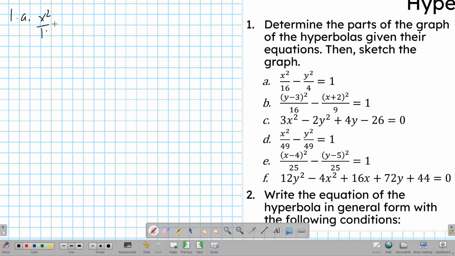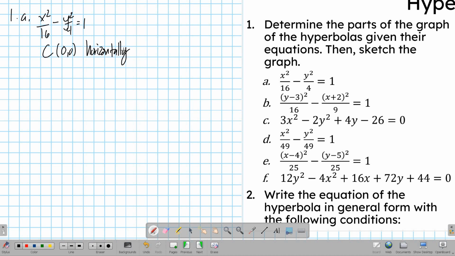We have x squared over 16 minus y squared over 4 equals 1. Now, since we're already in standard form, more or less we can work with this. So first, we determine the center, which as we can see, there's no x minus something or y minus something, so the center is at 0, 0. And since x squared is positive, this hyperbola opens horizontally, is horizontally oriented.